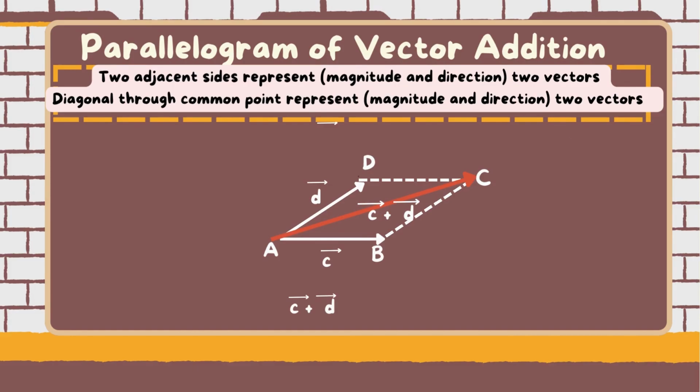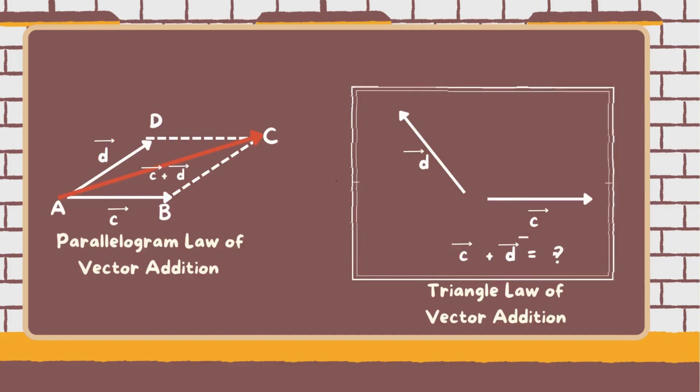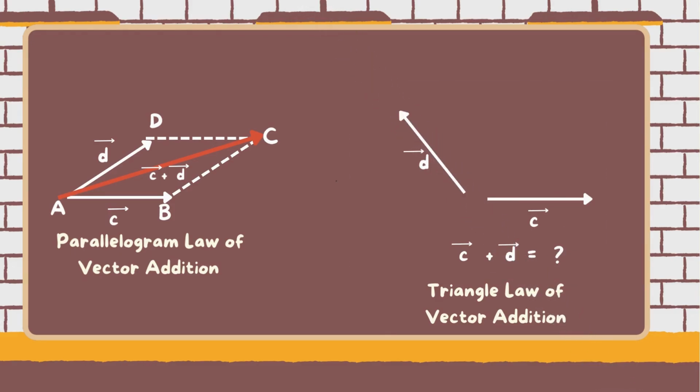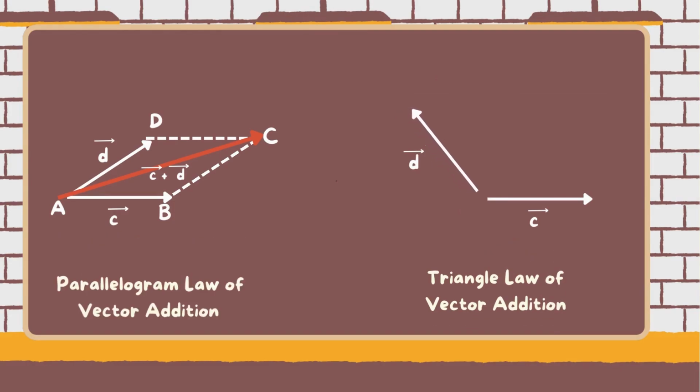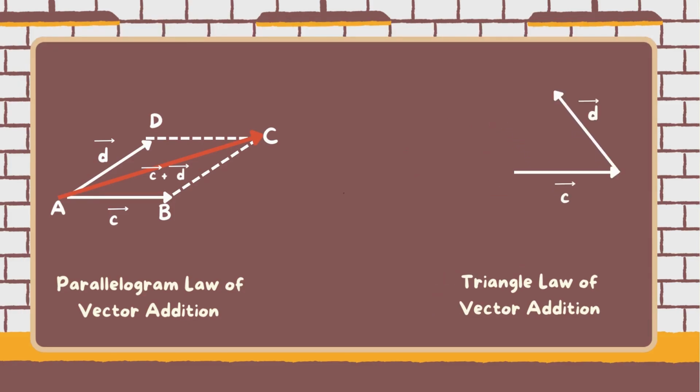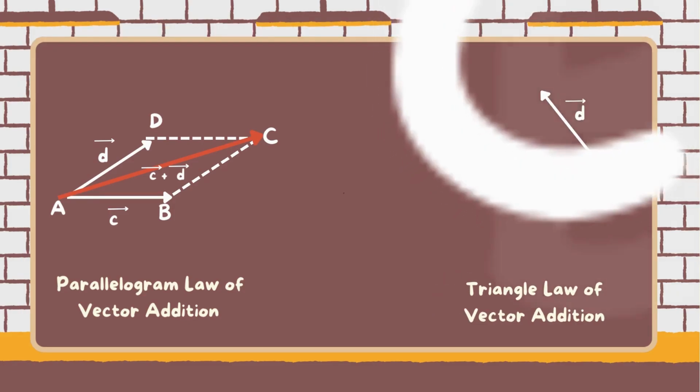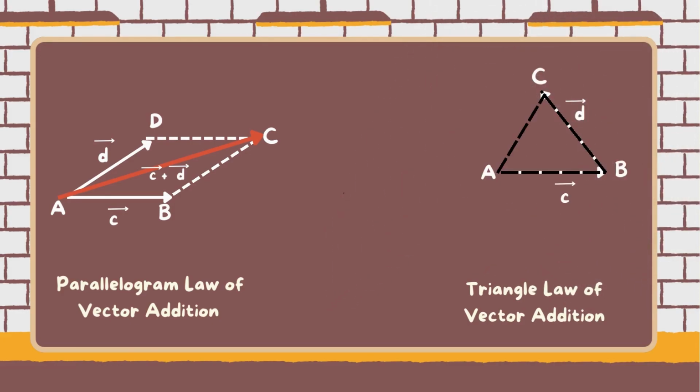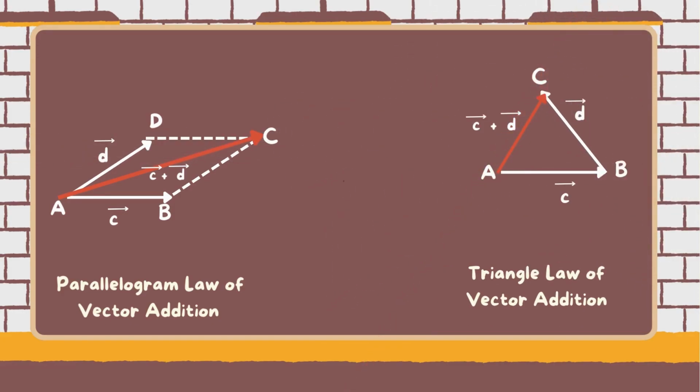D. But now wait. In the previous video, we saw that the sum of two vectors is given by the triangle law of vector addition. Here, according to this law, we move vector D such that its initial point coincides with the terminal point like this. So we see that these 3 points, A, B, C, will form a triangle. Now the third side of the triangle in the opposite order than these two represents the vector sum of these two vectors. Thus, we have two laws for vector addition.